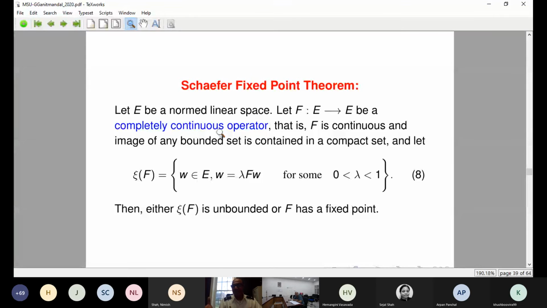But thanks to Arzela and Ascoli, they have proved that in infinite dimensional space, if your nonlinear operator F is uniformly bounded and equicontinuous, a very strong notion of continuity, in that case you can achieve the compactness of the operator. So that's the tool I have used over here.